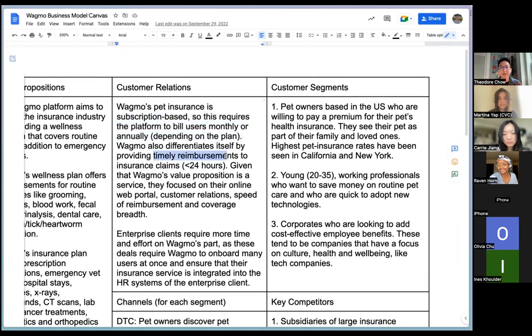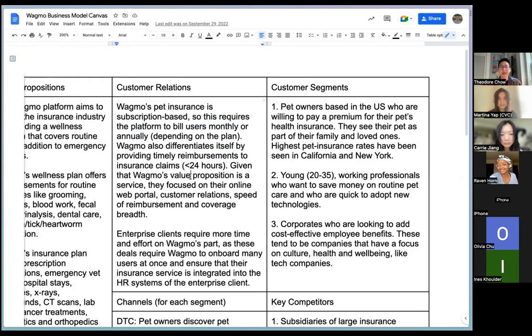They also provide timely reimbursements, and therefore their value proposition is that they're focused on customer relations, the speed of reimbursement, as well as the coverage breadth. So these are all things that are related to how the customer would experience Wagmo. And this is what you should write in here.